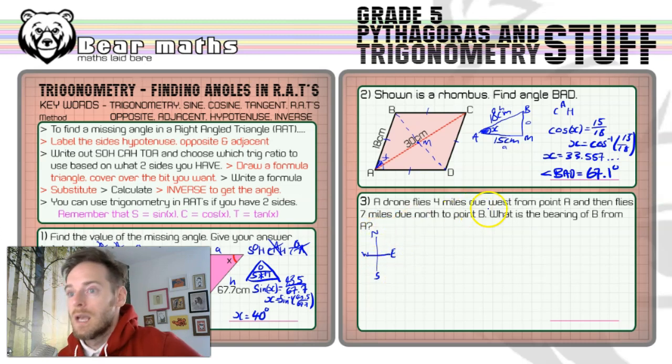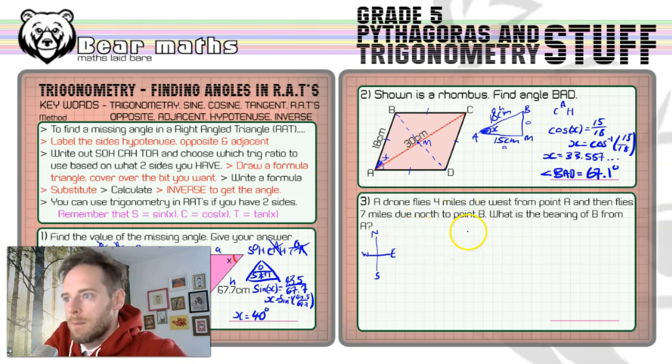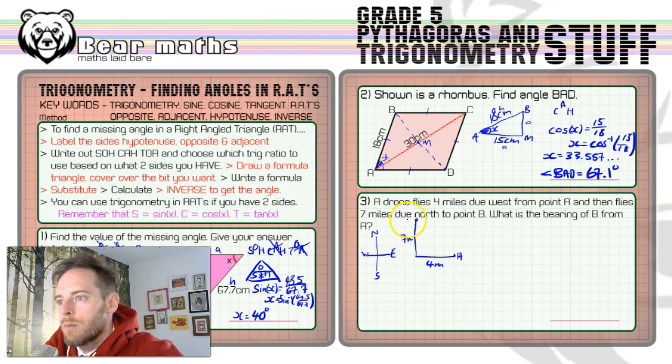Never eat shredded wheat. So we're going to draw a little diagram here of where this drone goes. Here's point A. The drone goes 4 miles west, so that's to the left, and let's label that as 4 miles. And then it goes 7 miles to the north, and then it gets to point B.